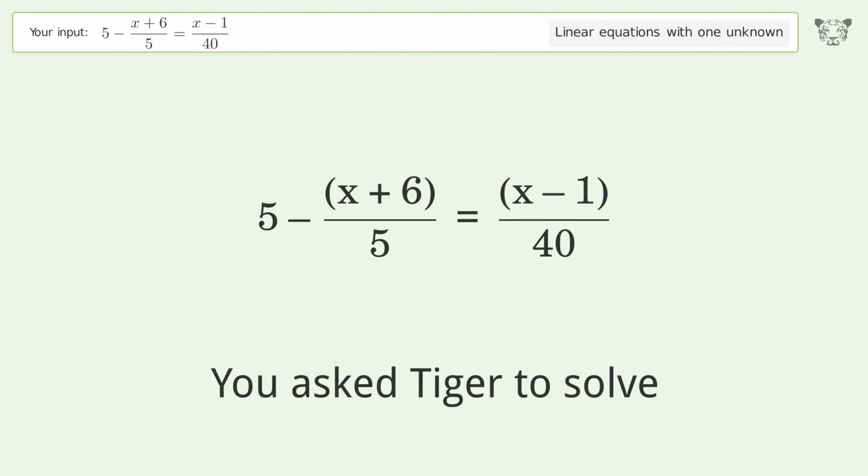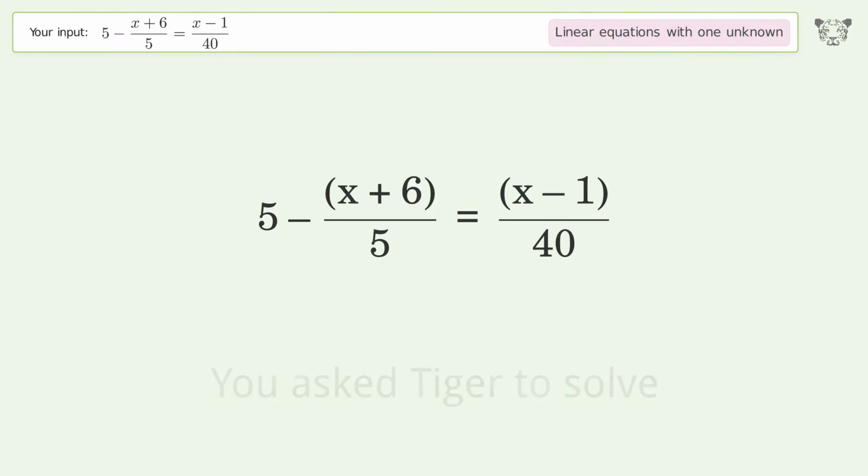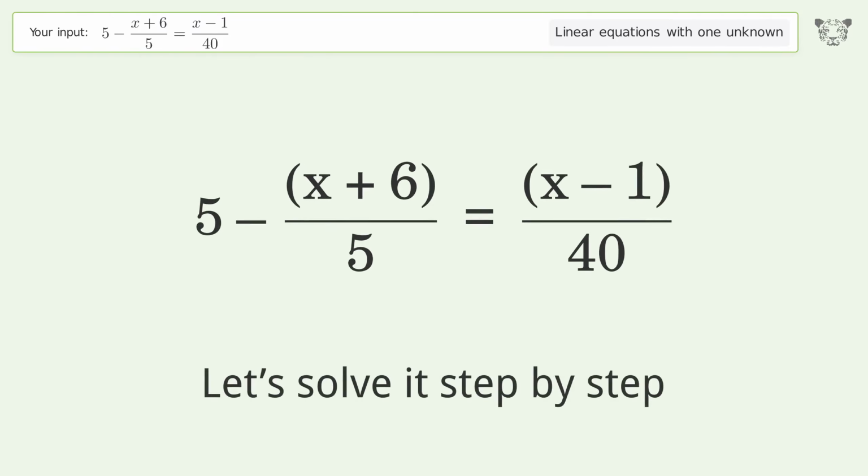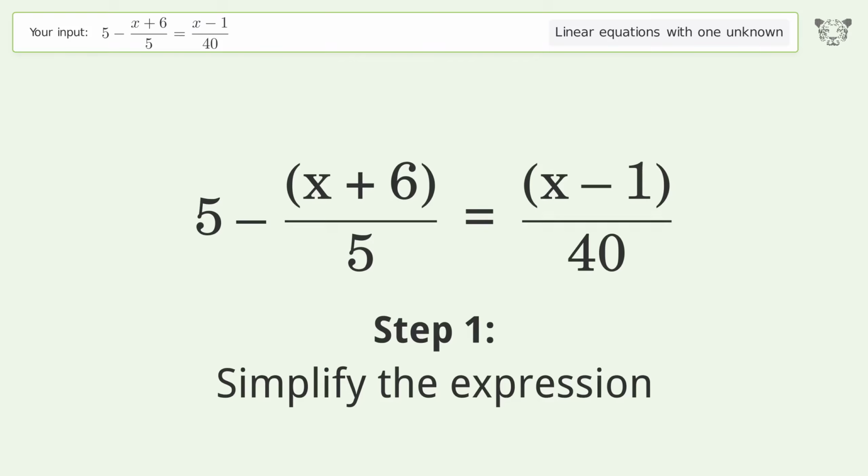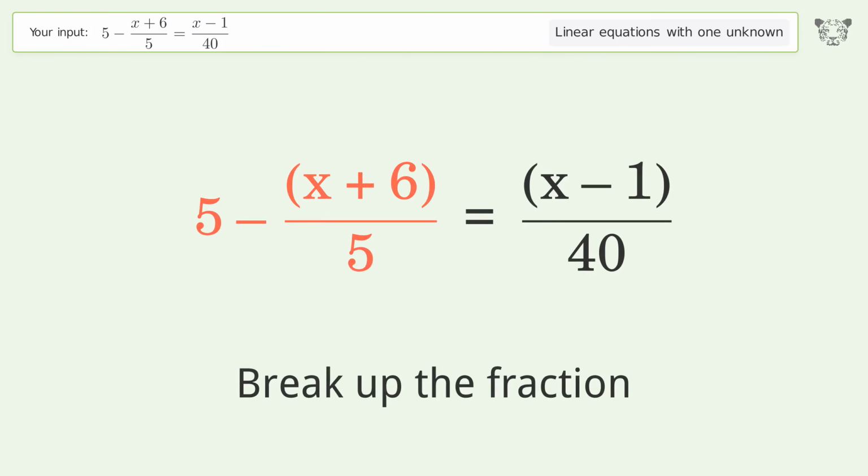You ask Tiger to solve. This deals with linear equations with one unknown. The final result is x equals 17. Let's solve it step by step. Simplify the expression. Break up the fraction.